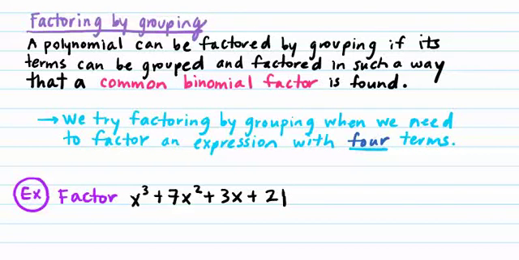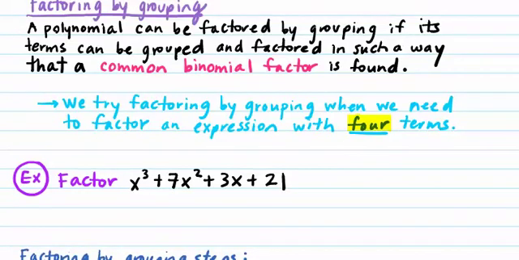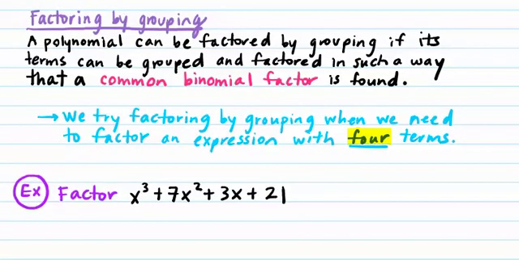Factoring by grouping is a method that you really only use if you're trying to factor an expression that has 4 terms. So it's pretty easy to remember when you might actually use it. So here's an example where I have 4 terms. The idea with factoring by grouping is there's kind of 3 main steps.